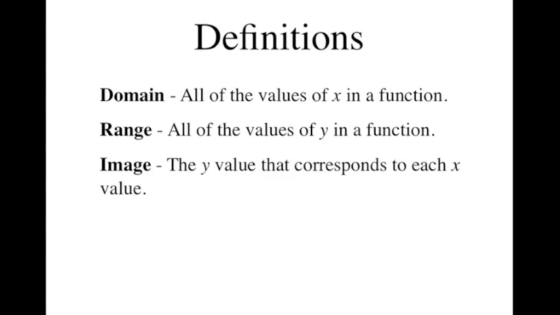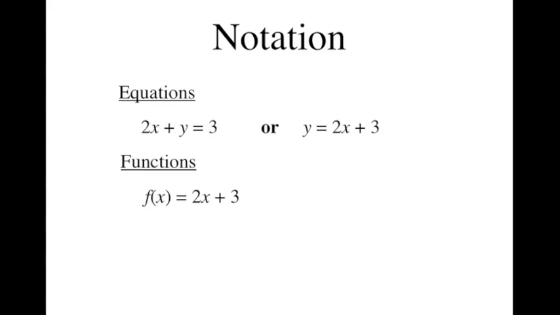An image is the y value that specifically corresponds to each individual x value. So like I was saying, if you have coordinate (1, 3), the image of 1 will be 3. So the y value that corresponds to that 1 is 3. So that's what your image is.